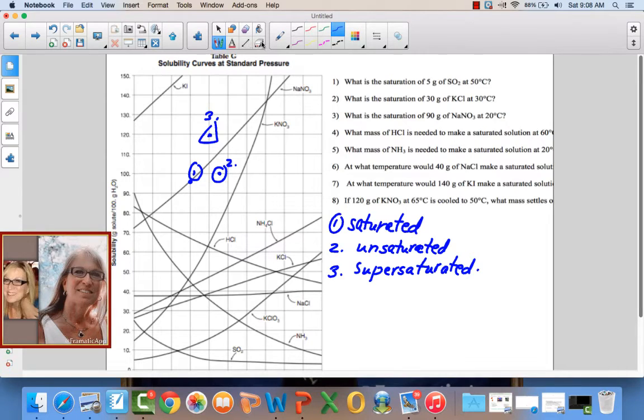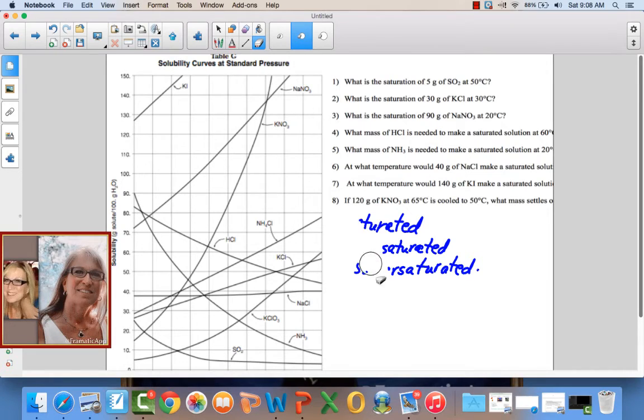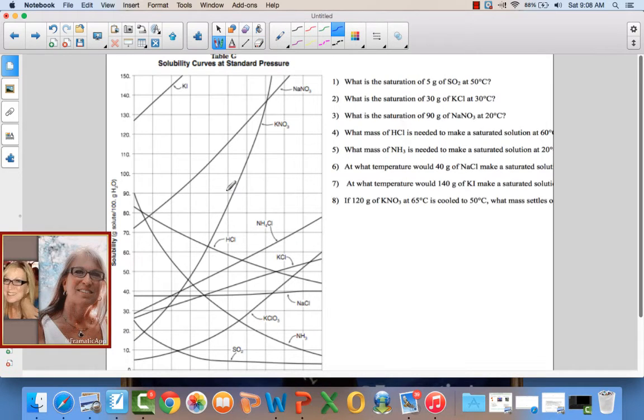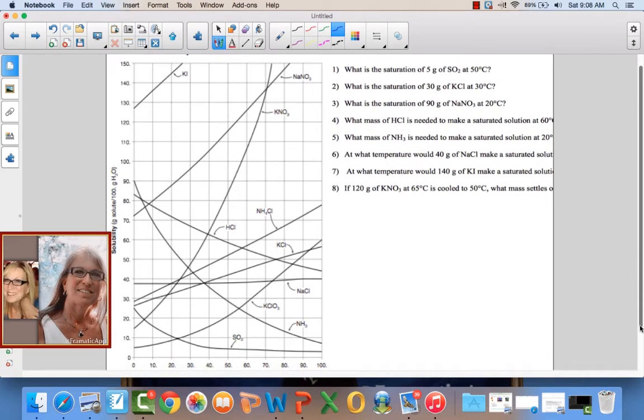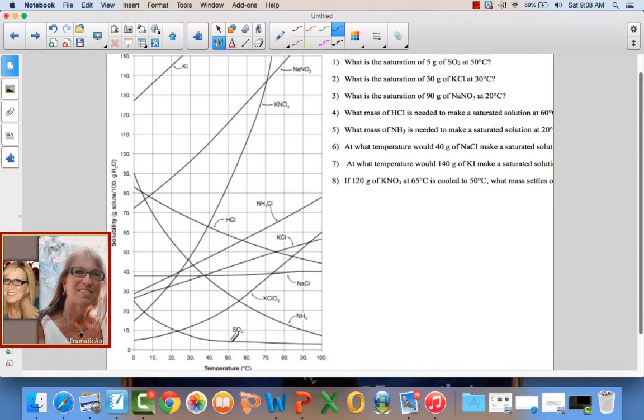Okay, so I'm going to erase this so that we can start with a clean graph and answer some practice questions here. Okay, so what is the saturation of 5 grams of SO2 at 50 degrees? So I'm going to go to 50 degrees and see where that 5 grams is. So 5 grams, 50 degrees, my data point is right on the line. So for number 1, this is saturated.